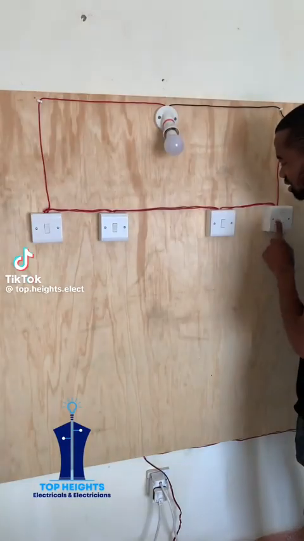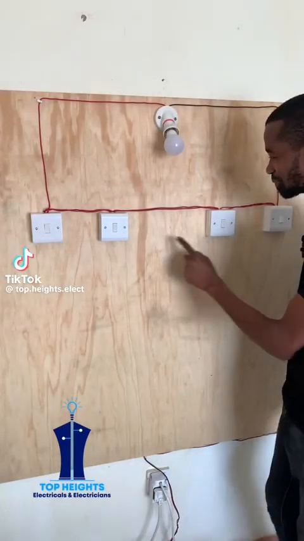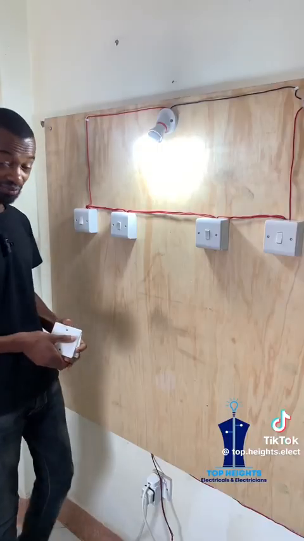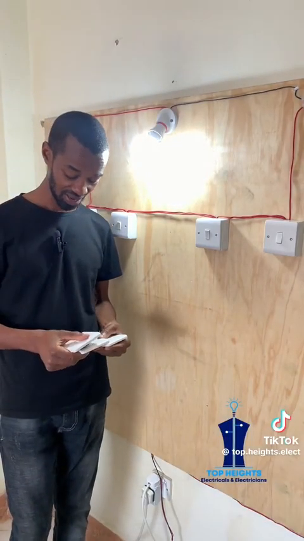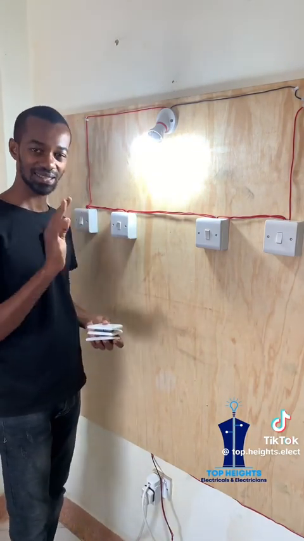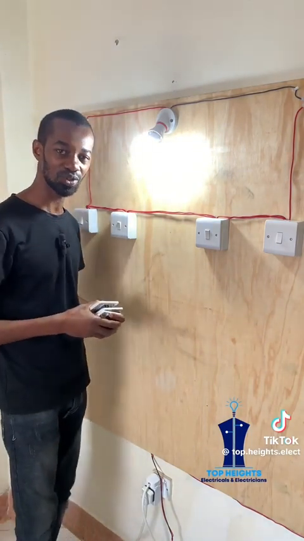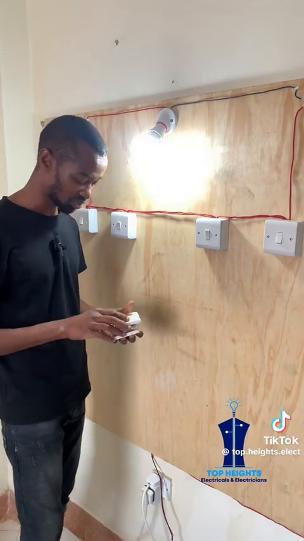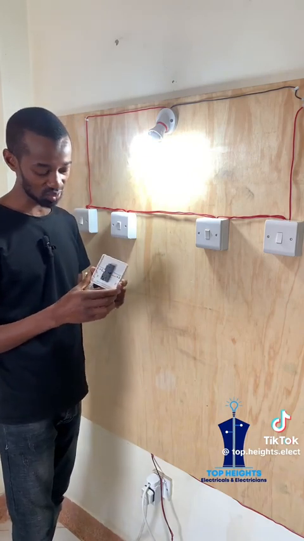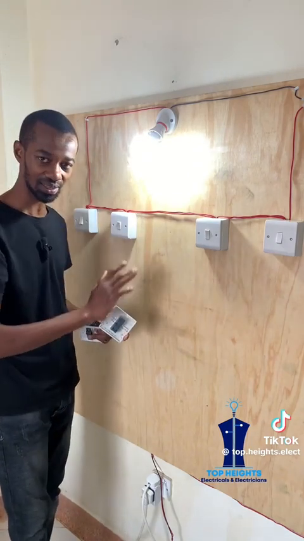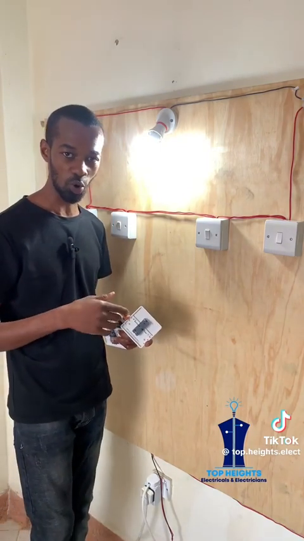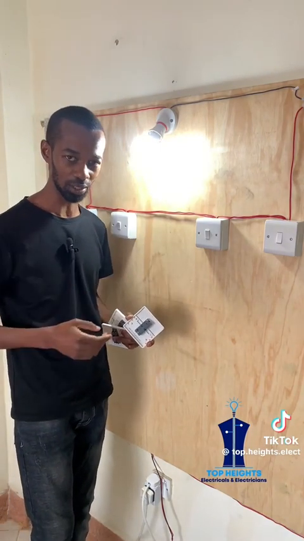Each and every switch is operated independently. So we have three types of switches, and for this system to work, it needs some special types of switches. First of all, there is a switch that is referred to as a one-way switch. This switch cannot work in this setup. Its purpose is to basically interrupt the flow of current to this bulb.